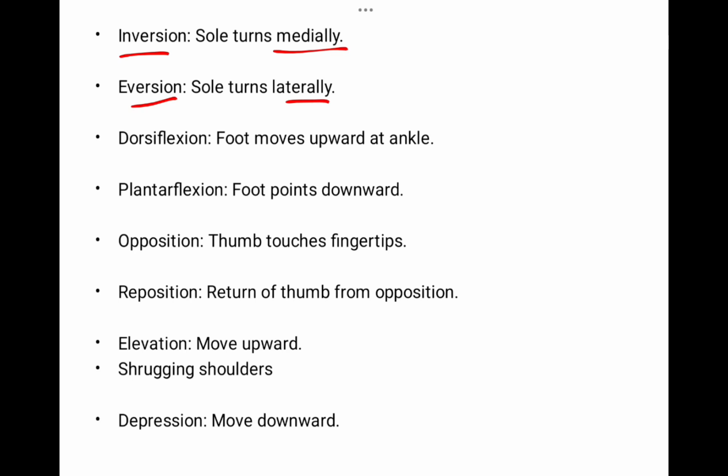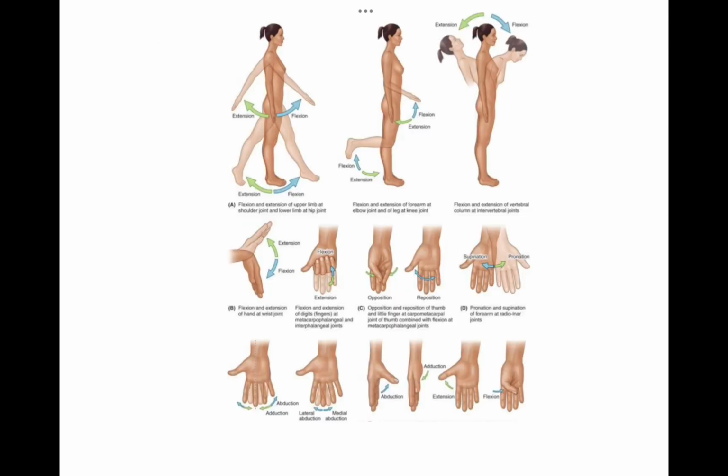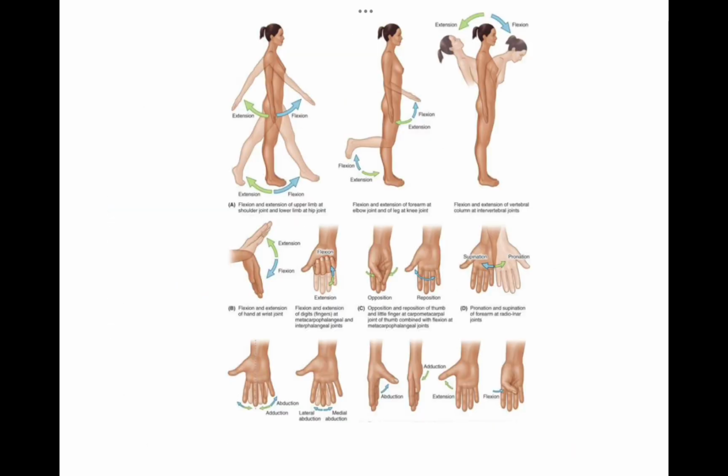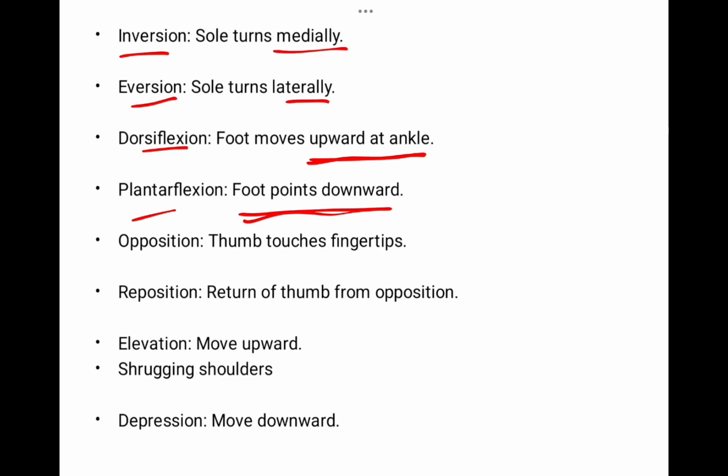We have dorsiflexion and plantar flexion. Dorsiflexion, the foot moves upwards at the angle. Plantar flexion, the foot points downwards. Look at this. Dorsiflexion. The dorsum of the foot is pointing upwards. The foot pointing downward is what? Plantar flexion. So that's dorsiflexion and plantar flexion.